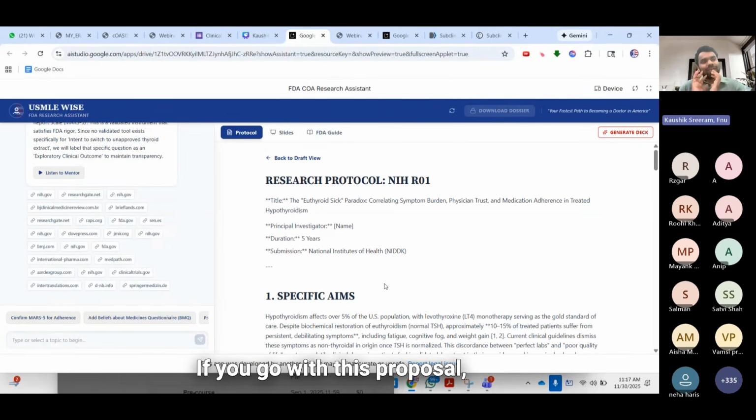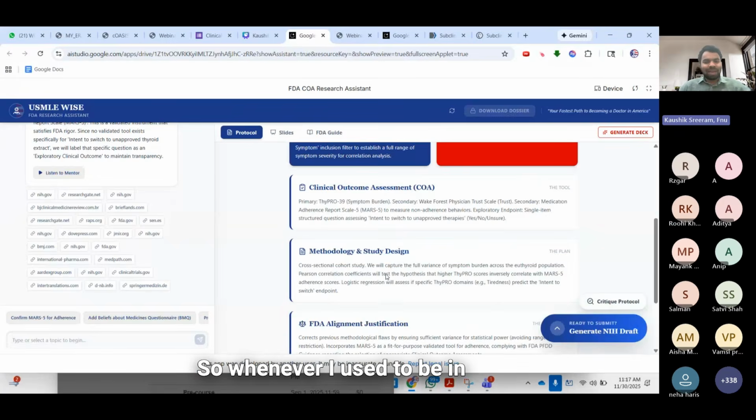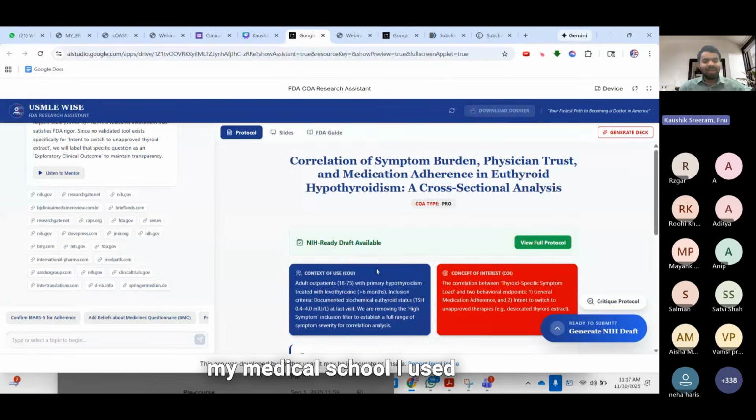Now, if you go with this proposal, is your clinician or any doctor going to say no? No, of course not. You're reducing their work and increasing their awareness of the community which they're treating. So it's a two for one for them, actually. Exactly. So whenever I was in my medical school, none of my proposals ever got rejected. None of my proposals. I've done patent transfer.